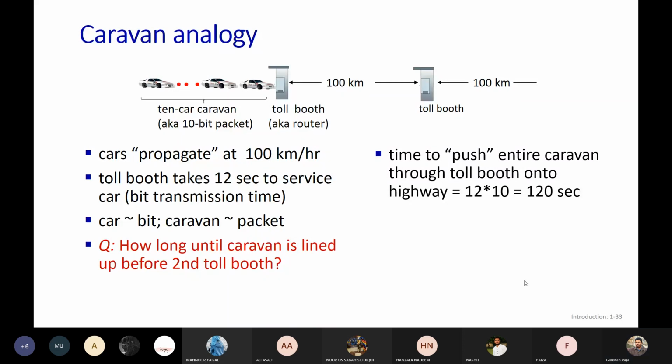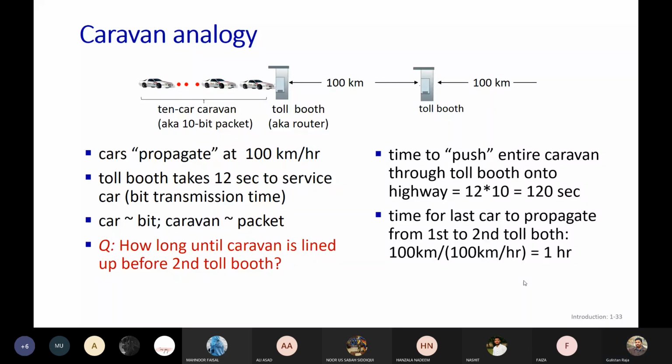यहाँ तक ठीक है? Okay. So total time is, at 100 km per hour, for the last car to propagate from the first to the second toll booth is 1 hour. And then total time is 1 hour and 2 minutes. Total is 62 minutes. Does it make sense?